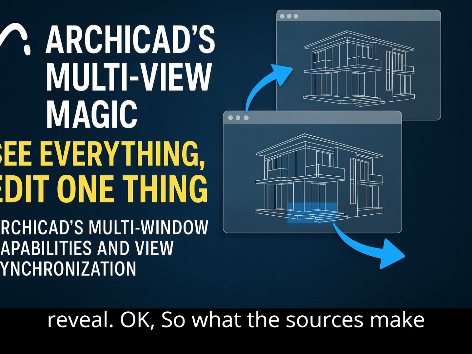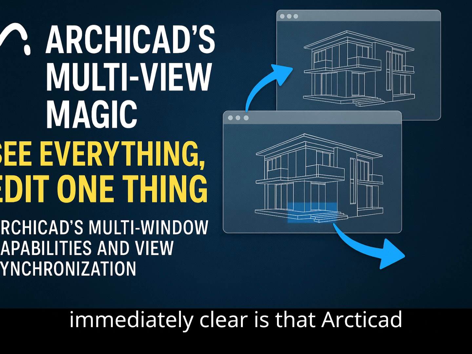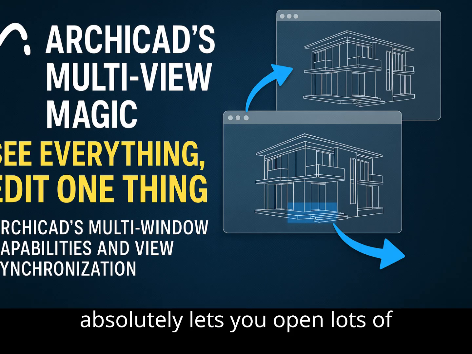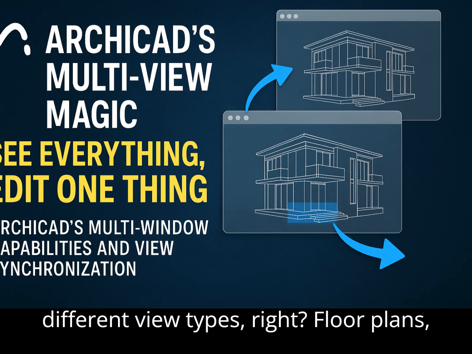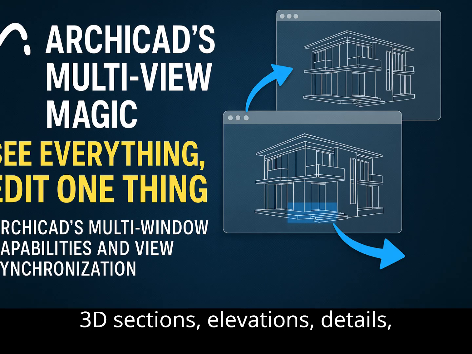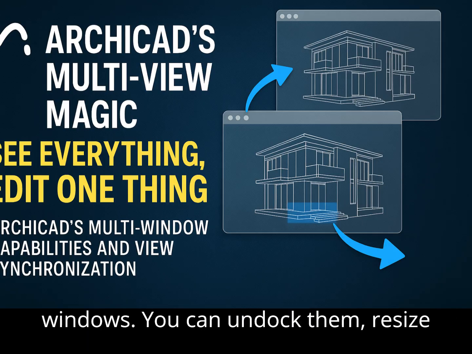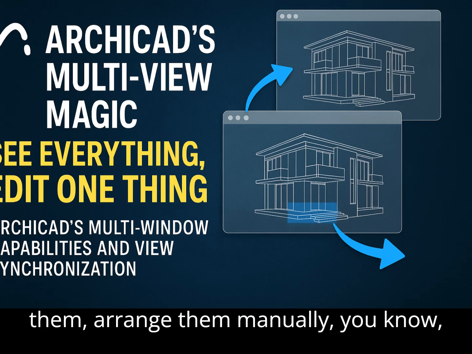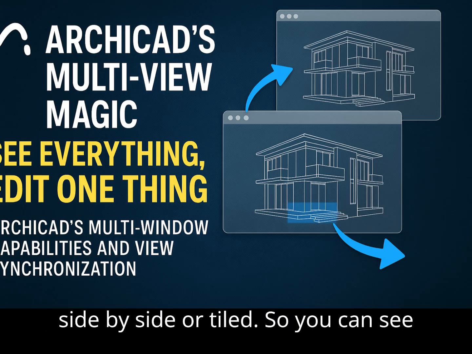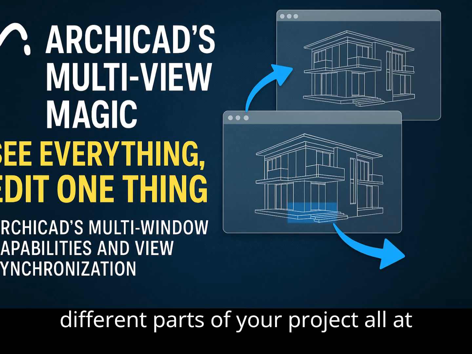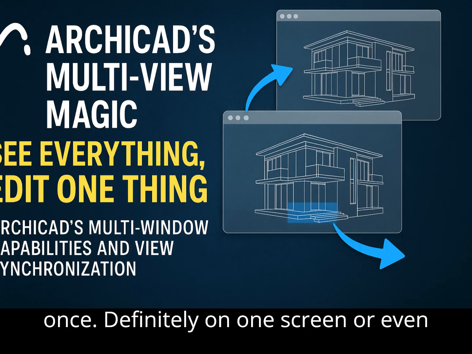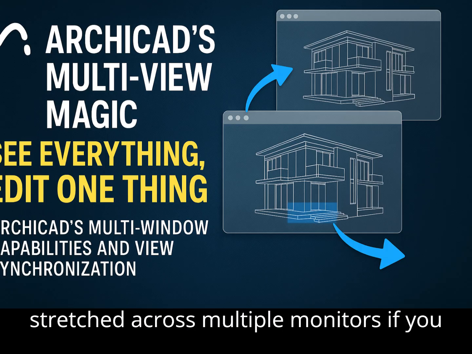Okay, so what the sources make immediately clear is that Archicad absolutely lets you open lots of different view types. Right. Floor plans, 3D, sections, elevations, details, worksheets. You can have them in separate windows. You can undock them, resize them, arrange them manually, side by side or tiled. So you can see different parts of your project all at once. Definitely. On one screen, or even stretched across multiple monitors if you have them.